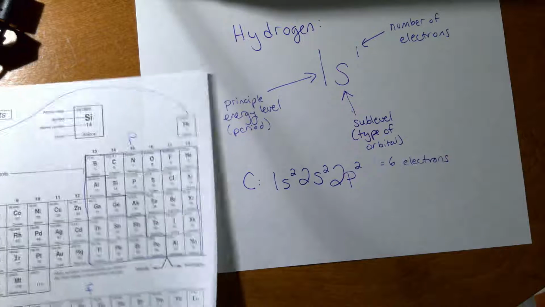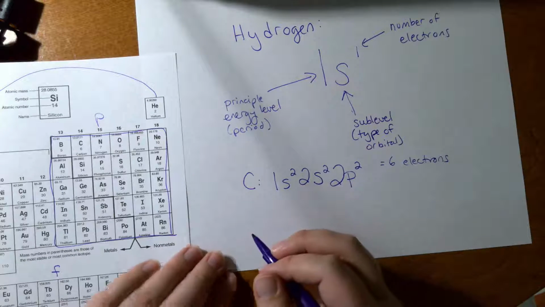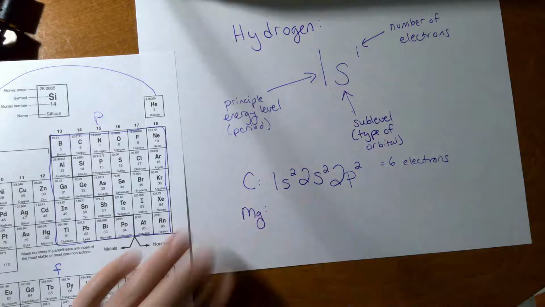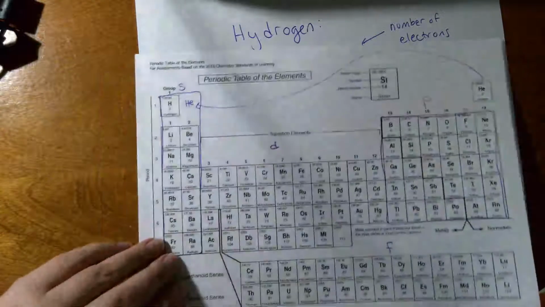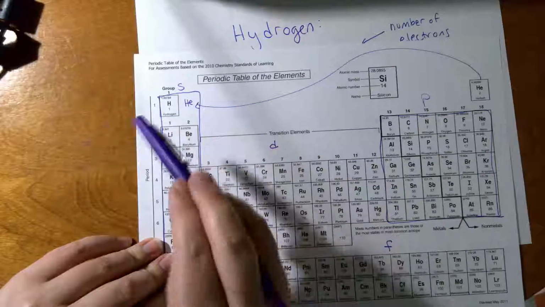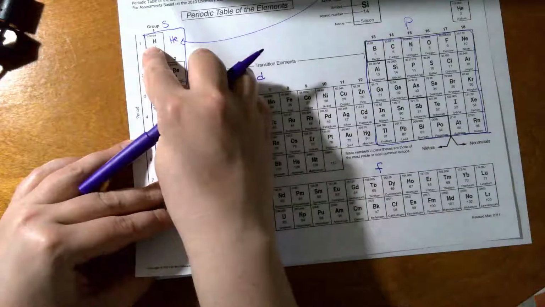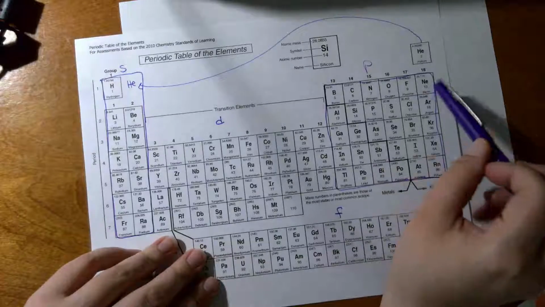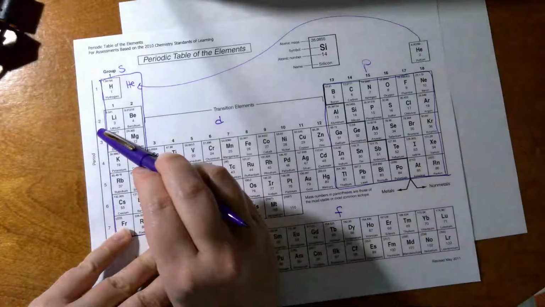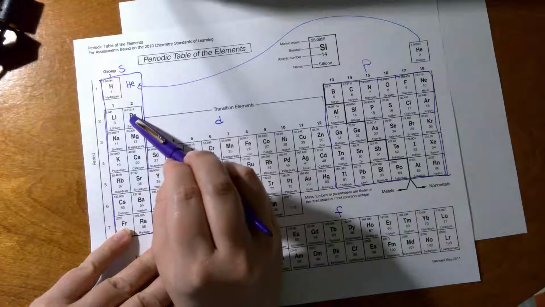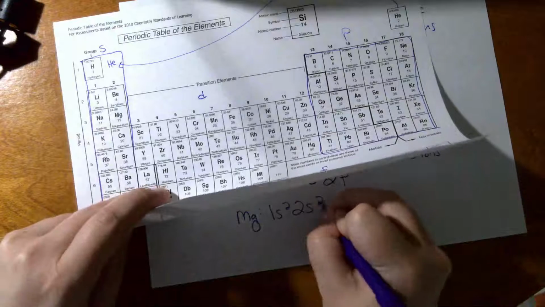Okay? Let's try another one. Let's look at magnesium. Why not? Okay, so again, I'm going to start at the very beginning, period 1. Okay, so now I'm in period 1, the s block, and I have to go 1, 2 squares. So I'd start by writing 1s2. I haven't gotten to magnesium yet, so I have to keep going. Now I come to period 2. I'm still in the s block, and I have to go 1, 2 squares. So I'd write 2s2. Okay?